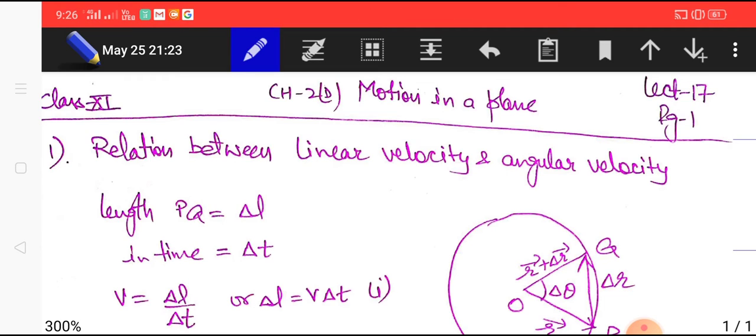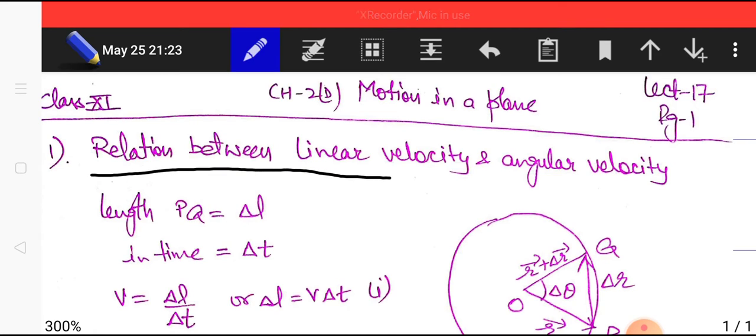So now the topic is about circular motion and the relation between linear velocity, linear and centripetal acceleration, angular velocity, and the derivation of the formula of centripetal acceleration. Let us start. The first topic is the relation between linear velocity and angular velocity.